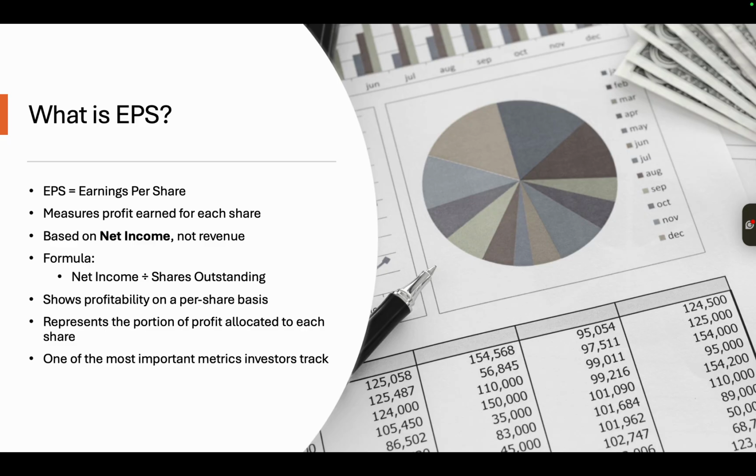So if a company makes $2 billion in profit and has 1 billion shares, the EPS would be $2. That means each share generated $2 in profit during that period. And this is important because when you buy a stock, you're buying ownership. EPS tells you how much of the company's profit belongs to your piece of ownership. That's why EPS is one of the most widely watched numbers in investing.